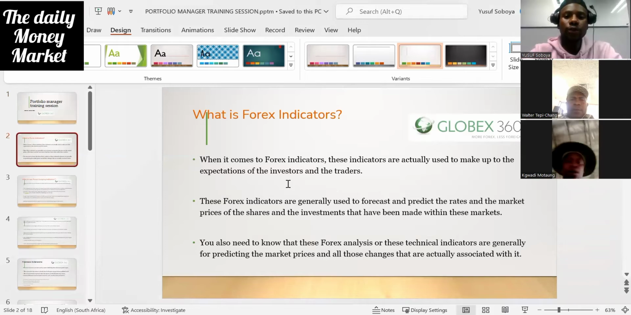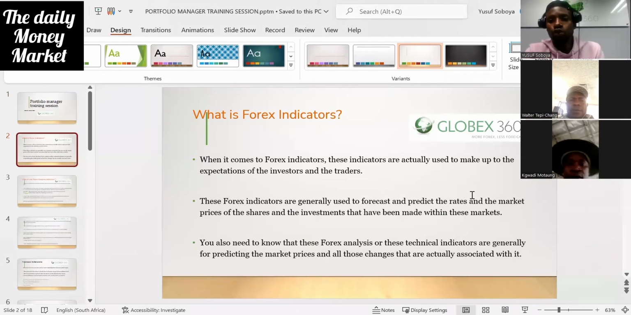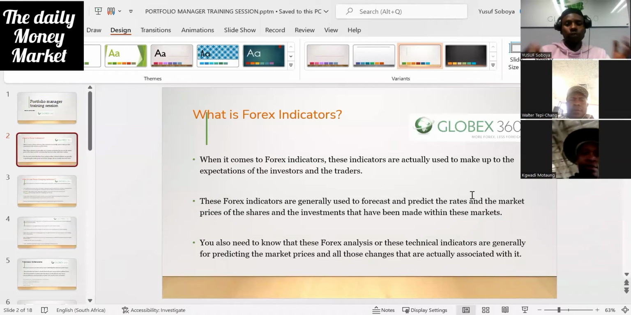So when it comes to the Forex indicator, these indicators are actually used to meet the expectations of the investors and the traders. These Forex indicators are generally used to forecast and predict the rate and the market price of the shares and investments made within these markets, right?